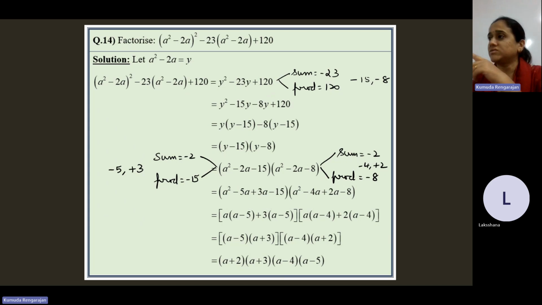I've shared the image on WhatsApp. Complete it later. You can complete it later.